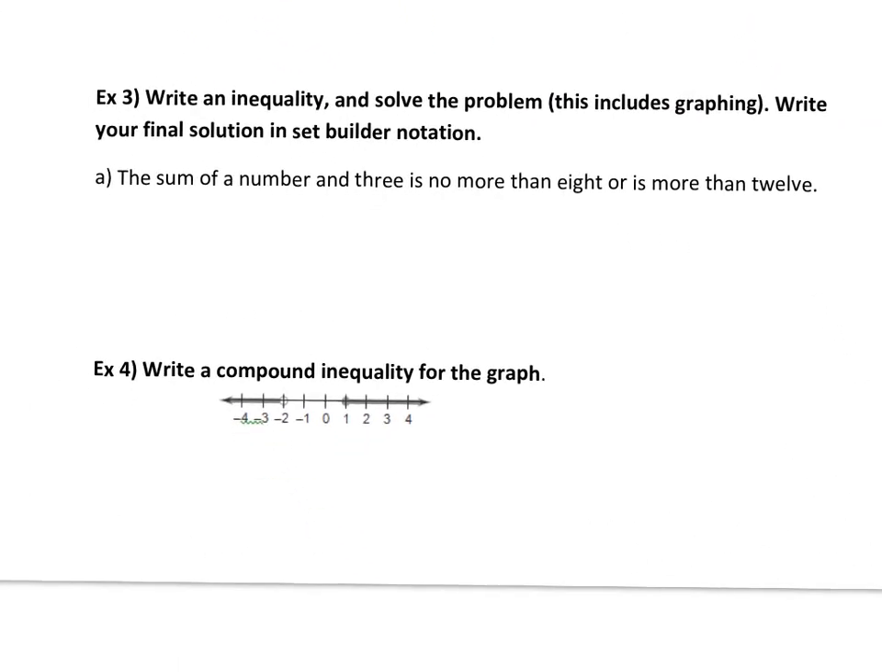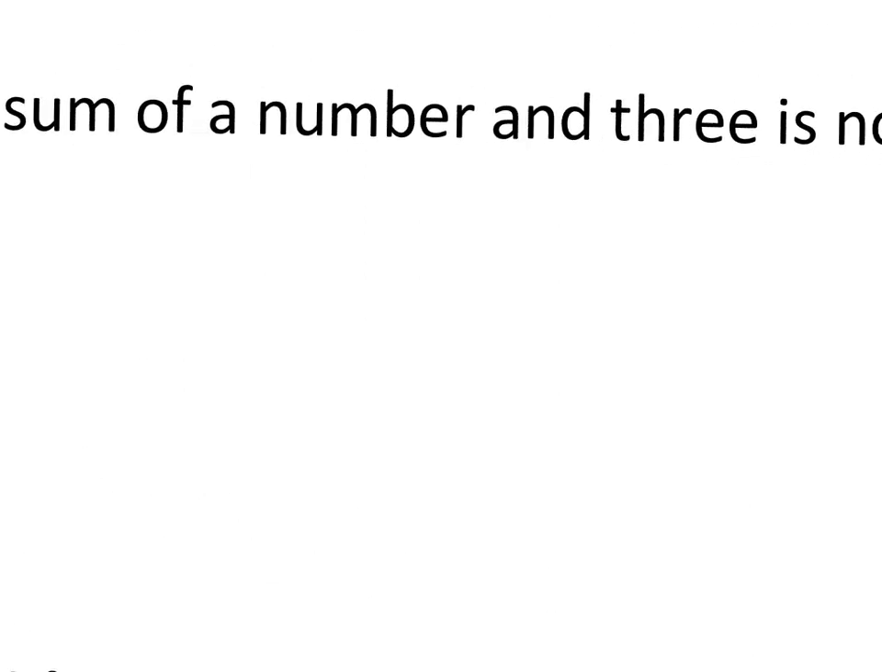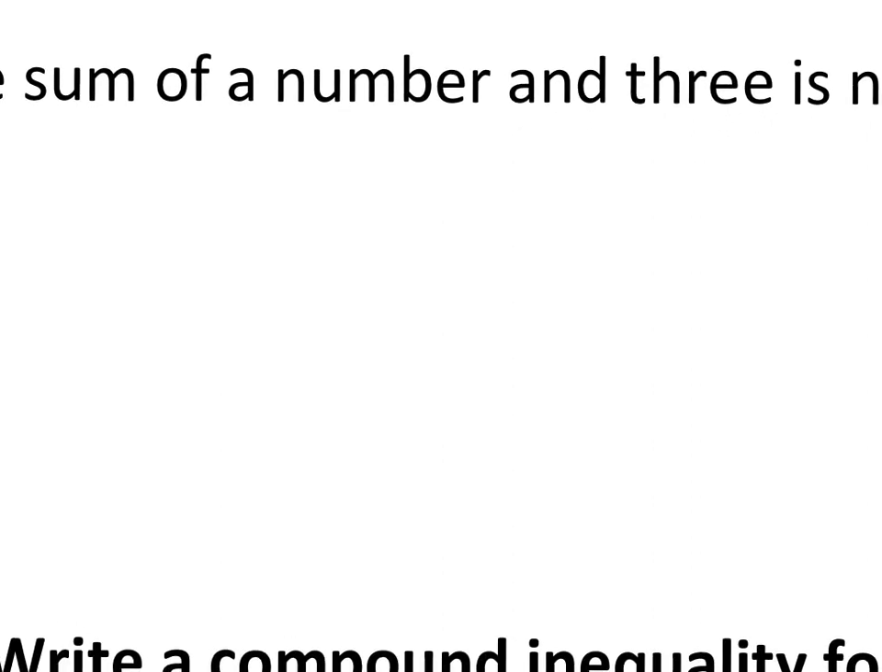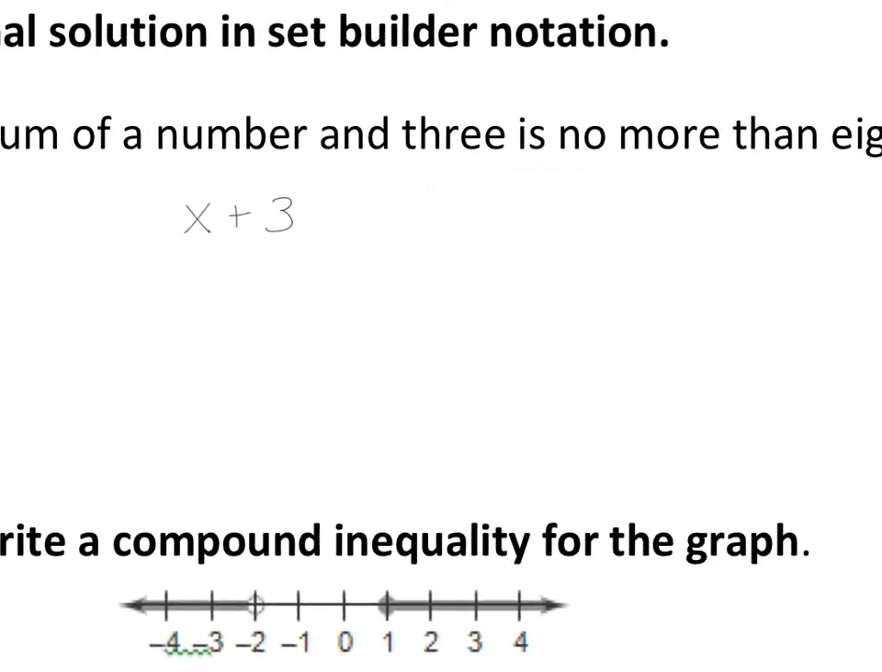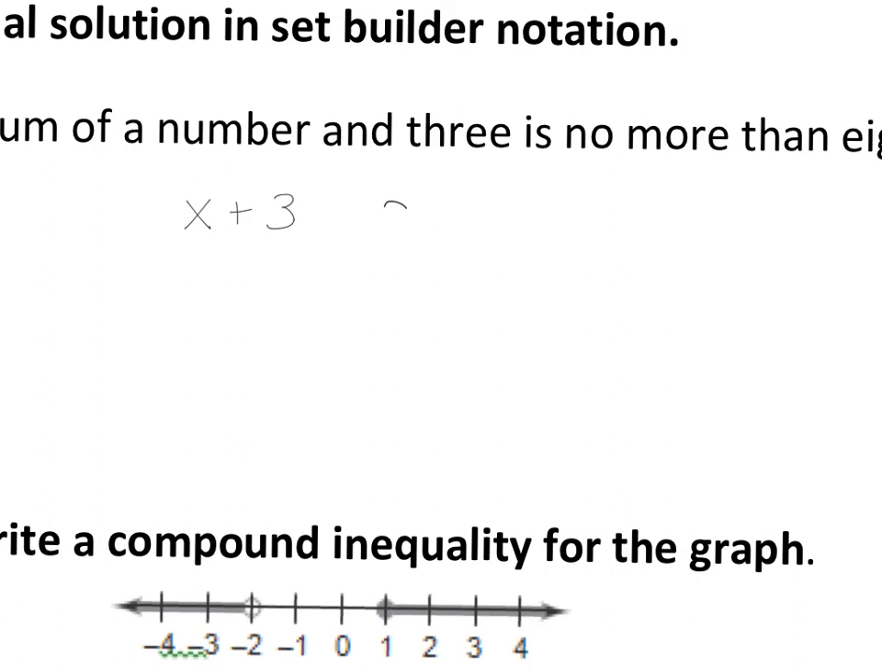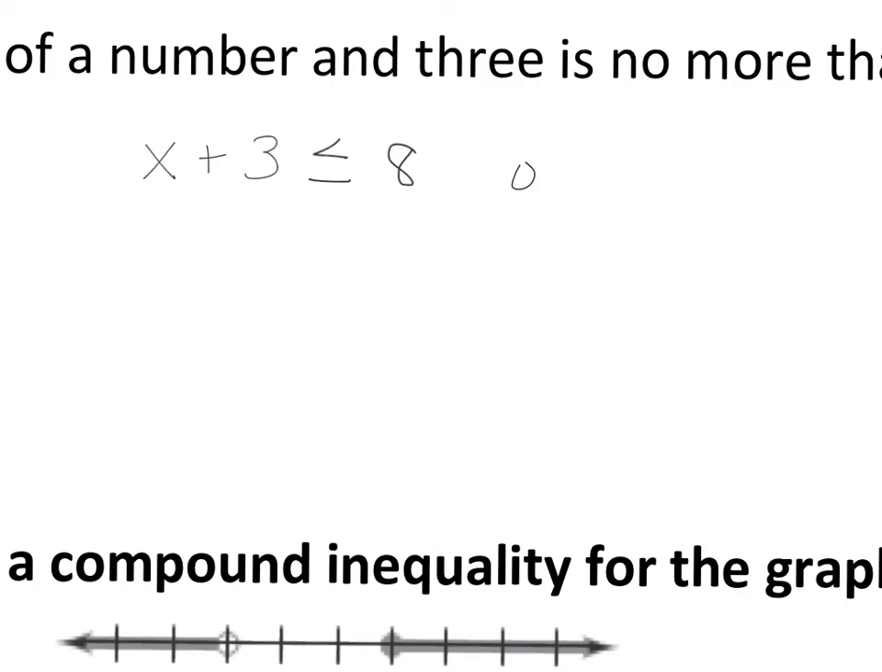All right, next problem here. Write an inequality, solve the problem. This includes graphing. Write your solution in set builder notation. The sum of a number and 3. All right, so if I'm doing sum, that means I'm going to be adding a number and 3. So I'm going to have x plus 3 is no more than 8. Okay, so if I'm no more than 8, 8 would be my biggest number. And then it says or, so I'm going to put the word or in between.